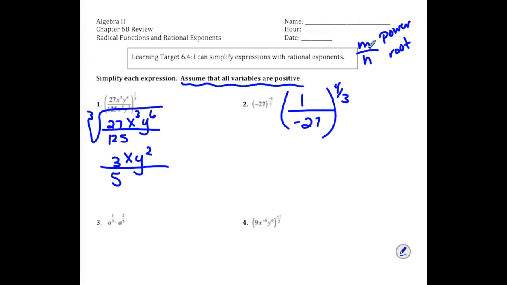Okay? The 4 means I have to raise this to the 4th power. I don't know what 27 to the 4th is, so I'm going to go ahead and do the cube root part first. Okay? The cube root of negative 27 would be, all right, so this becomes 1 over negative 3. Now we can raise that to the 4th power, and we end up with 1 over 81. Okay? All right, third one.